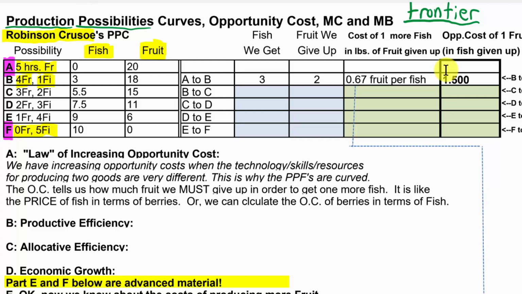Now, as we move from, say, point A to point B here, what's happening? Well, we're going from 0 fish to 3 fish. So what are we getting? We're getting 3 fish. That's where this number 3 comes from. What are we losing? Well, we're going from 20 fruit to 18 fruit. So we're losing 2 fruit. So we're getting 3, we're losing 2. Let's look at this on the graph and see what that tells us in terms of a slope.